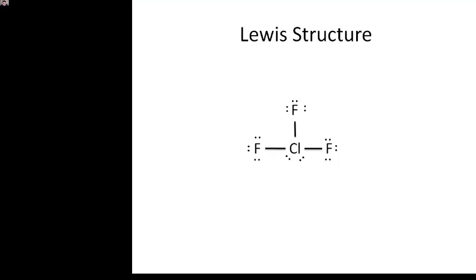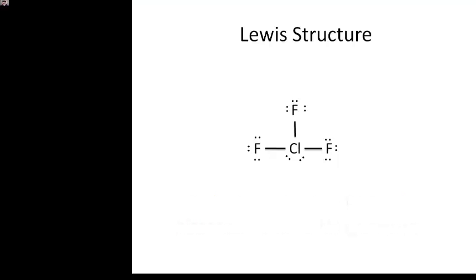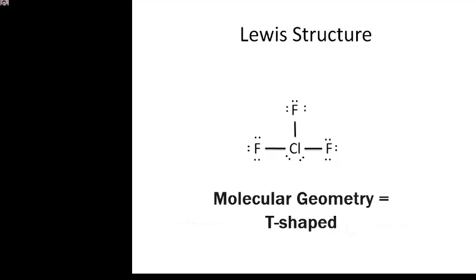Second example, we'll look at ClF3, chlorine trifluoride. We'll draw the Lewis structure for this first. So we'll have a chlorine bound to 3 fluorine atoms, and we'll end up with 2 pairs of unbound electrons on that chlorine atom. So I have 5 electron clouds and 3 bound atoms. 5 electron clouds means the electron geometry is going to be trigonal bipyramidal. I have 3 bound atoms in there, so I will have a T-shaped molecular geometry from this.